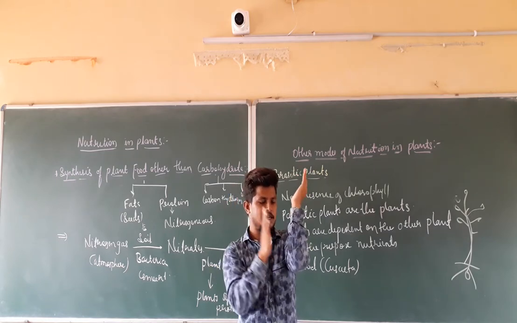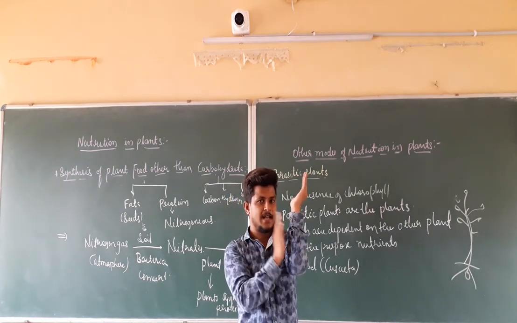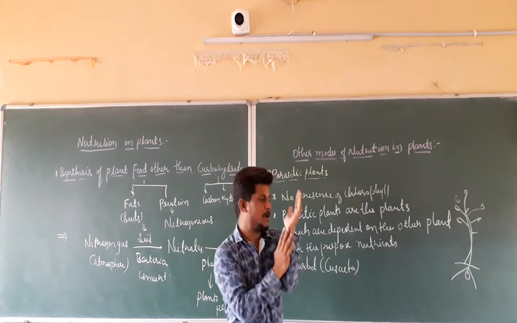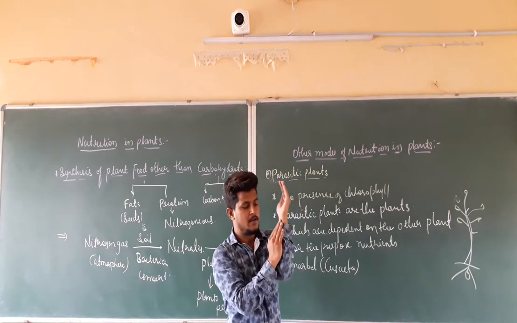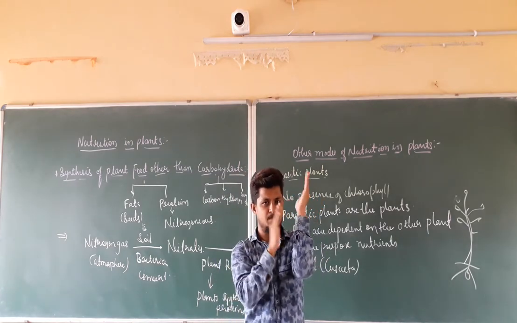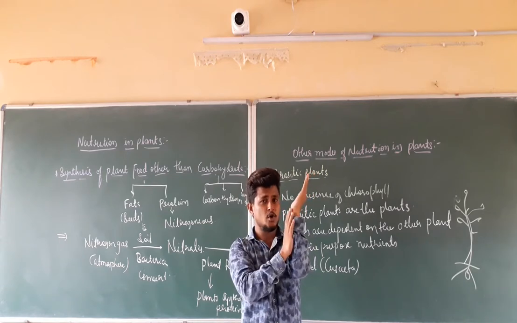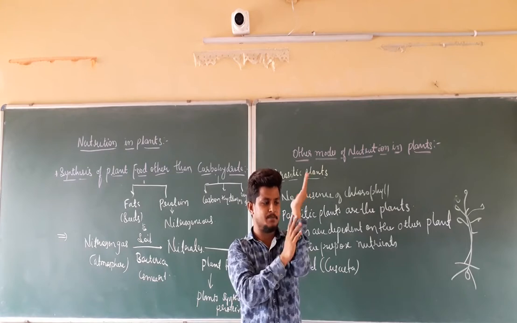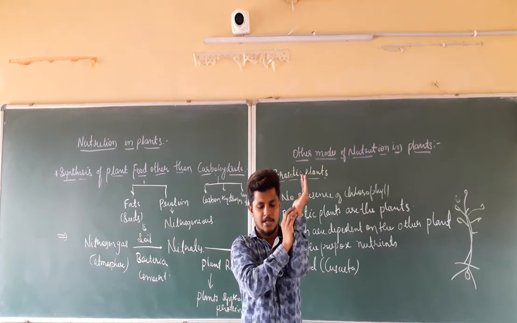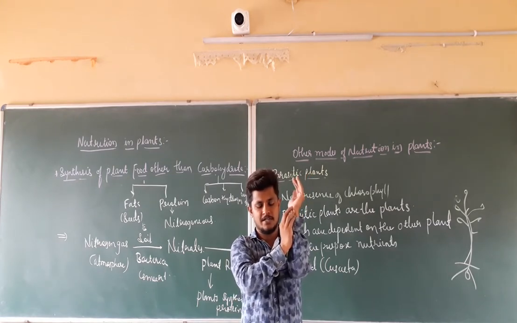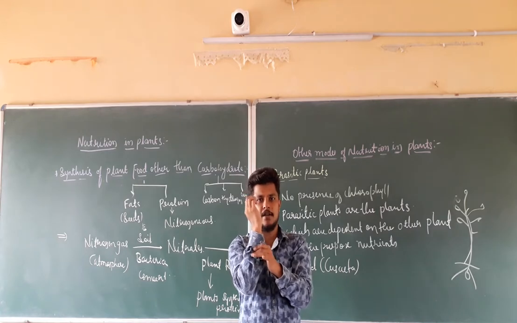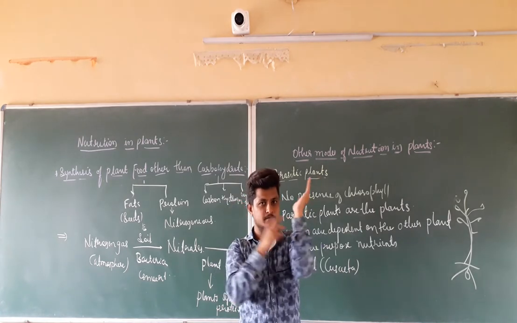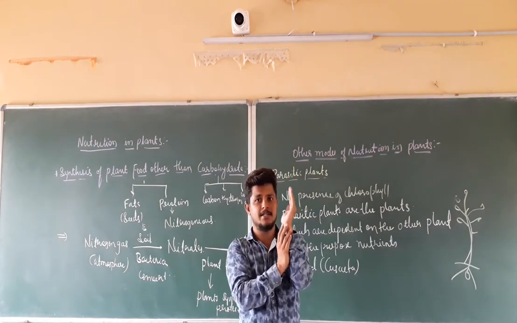This Cuscuta plant starts to climb this plant. While climbing this plant, it is going to depend on this plant only. When it climbs this plant, it is going to absorb or take out the nutrients which are present in this plant, so that it can satisfy its food requirement. How is it going to absorb all those things?